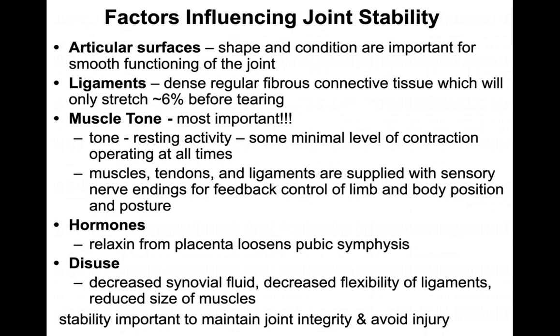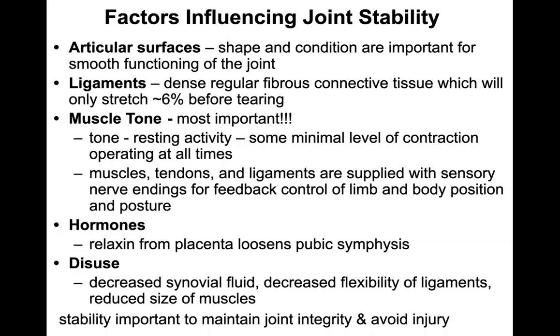So things that are going to influence joint stability, the articular surfaces. Their shape and condition are important to have a smooth functioning joint. Ligaments, they're made up of dense regular connective tissue. It only stretches about 6% before tearing. When you're stretching, a lot of times what you are resetting is the nervous system. It would take about 3 minutes to actually have any tissue change and stretching going on. And most of the time when you're stretching, you're not holding it for 3 minutes. Muscle tone is the most important. So when you are doing a resting activity, there's some minimal level of contraction operating at all times. You're not just hanging there flaccid and loose.